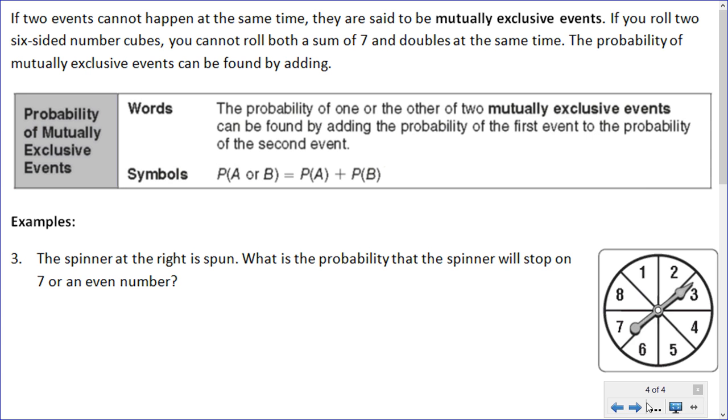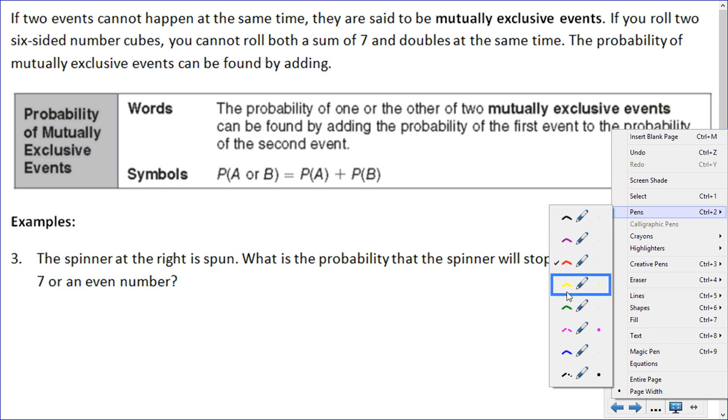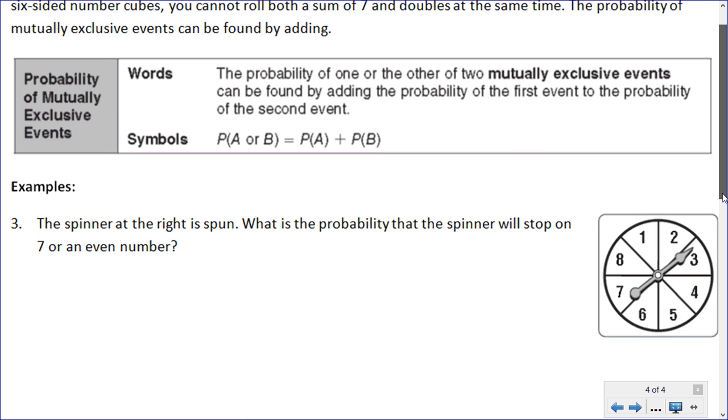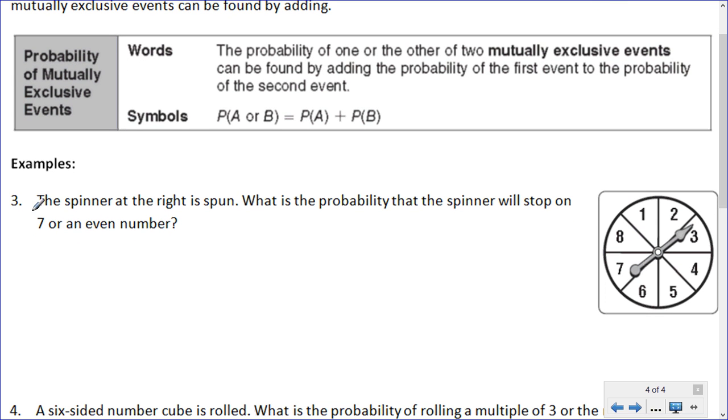Okay, so let's take a look at the first example. It says the spinner at the right is spun. What is the probability that the spinner will stop on 7 or an even number? Well, if we look at the spinner, and we look at what we're trying to get, 7 or an even number, these clearly are mutually exclusive because 7 is not an even number. So what we'll do is add the probabilities.